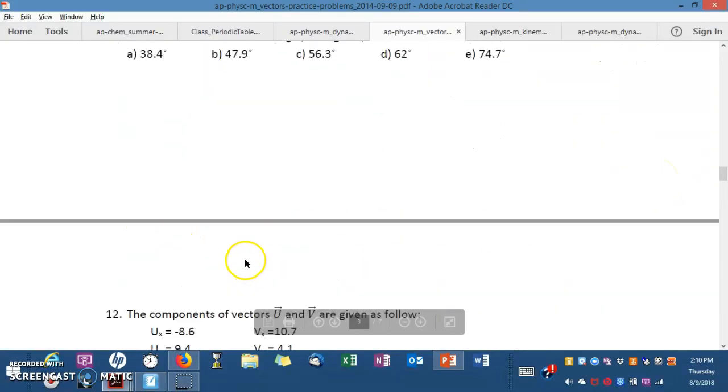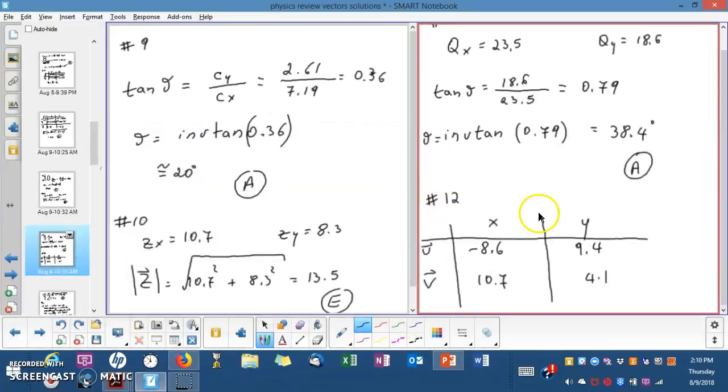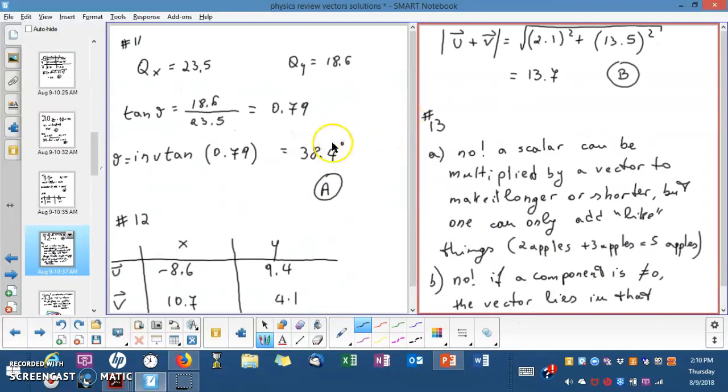Number 12, you have two vectors now. Those are the two components of u. Those are the two components for v. They want to know u plus v. So again, you add the x and y. Once you have those two components, you add those two, you have a 2.1, and a 13.5 square rooted, and you find the answer.